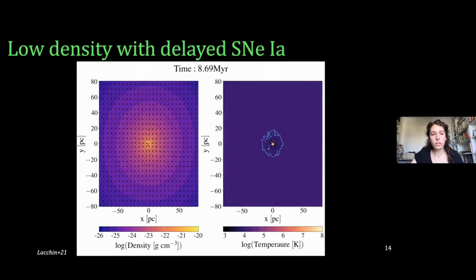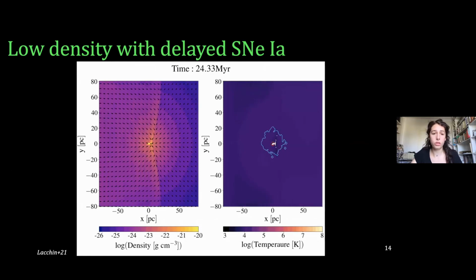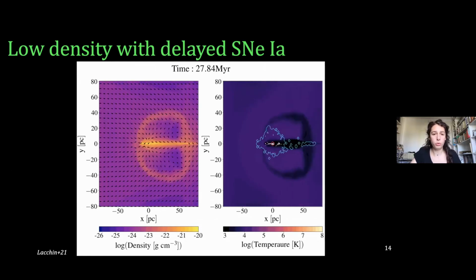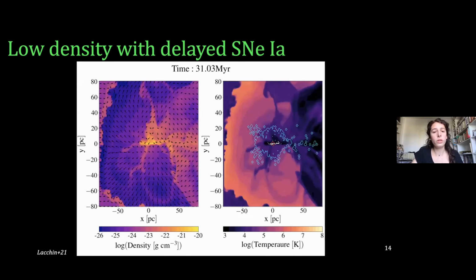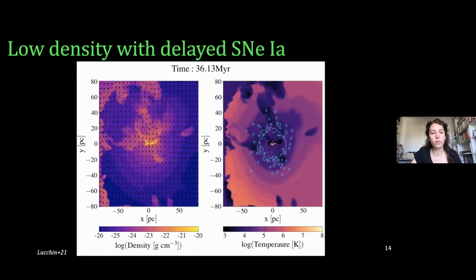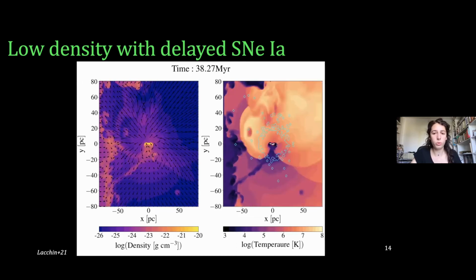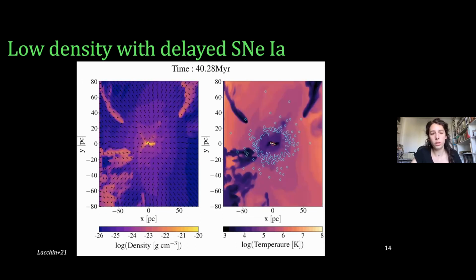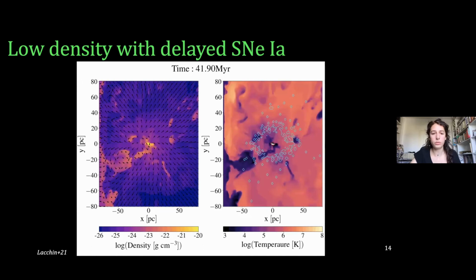For the low density case, we also performed a simulation in which we delay the type 1a supernovae by about 25 megayears. So in this case, the inflow starts before the first supernova explosions. However, after the first megayears, after the supernova explosions, the inflow is still confined far from the borders, as in the standard low density case.